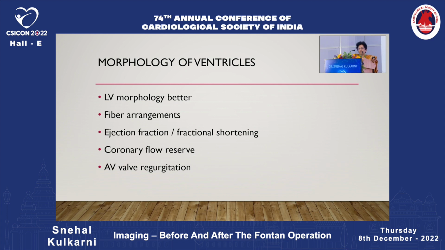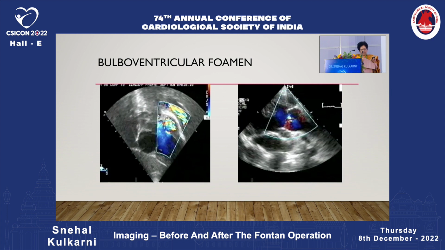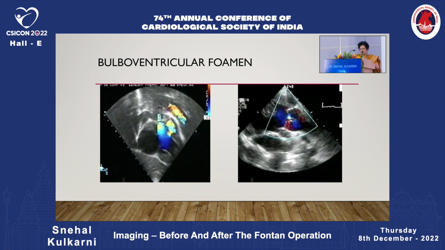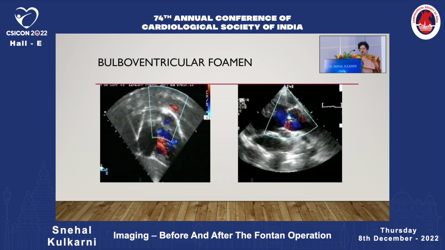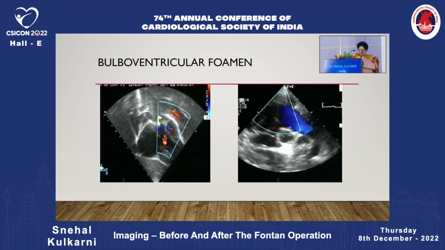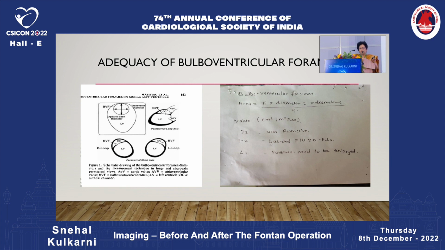As we know, the left ventricular morphology is always better for a single ventricle palliation as compared to the right ventricle because of its fiber arrangements, coronary flow reserve, and degree of AV valve regurgitation. I hope it works. So this is a patient with a single ventricle with transposition physiology, and this is a bulboventricular foramen which is quite restrictive as compared to the other video. If you see, the bulboventricular foramen is quite well open. And it's very important to assess the bulboventricular foramen adequacy prior to a univentricular repair.